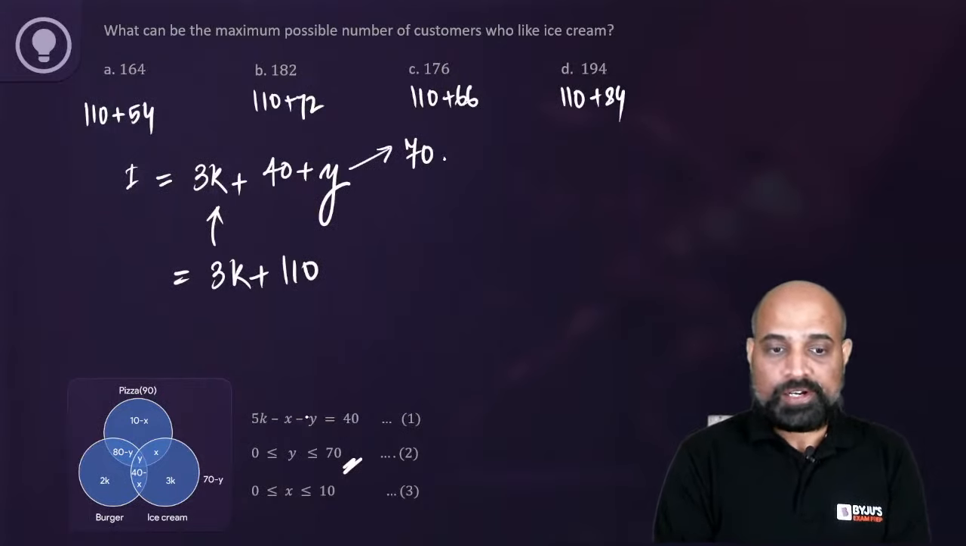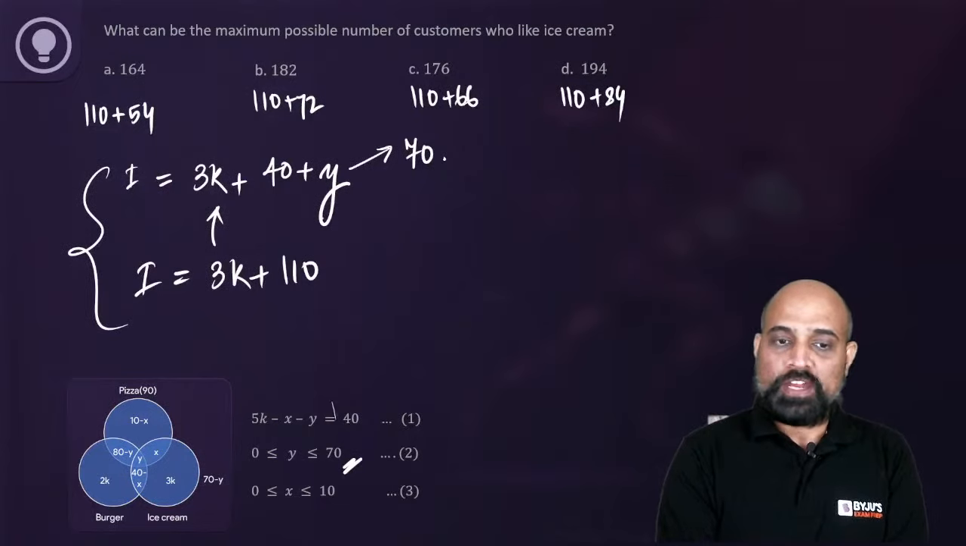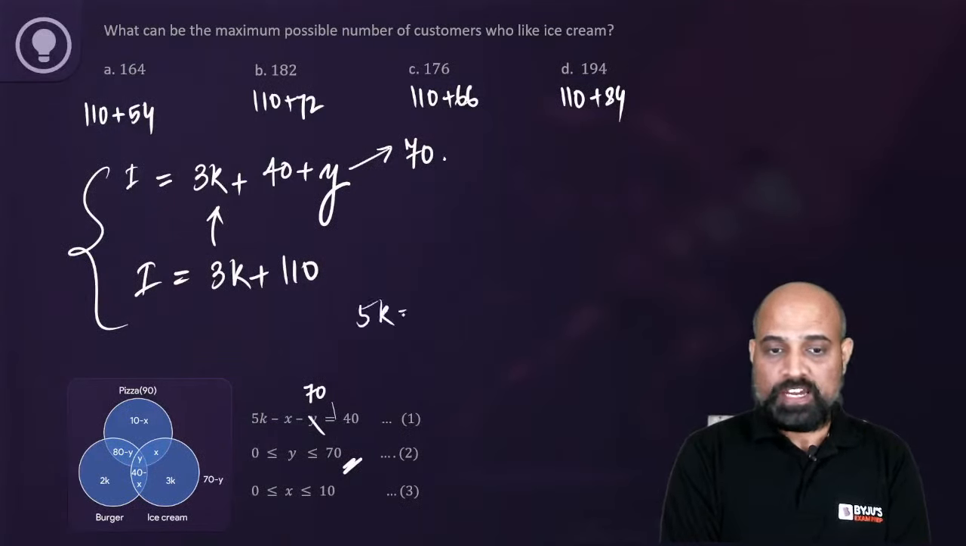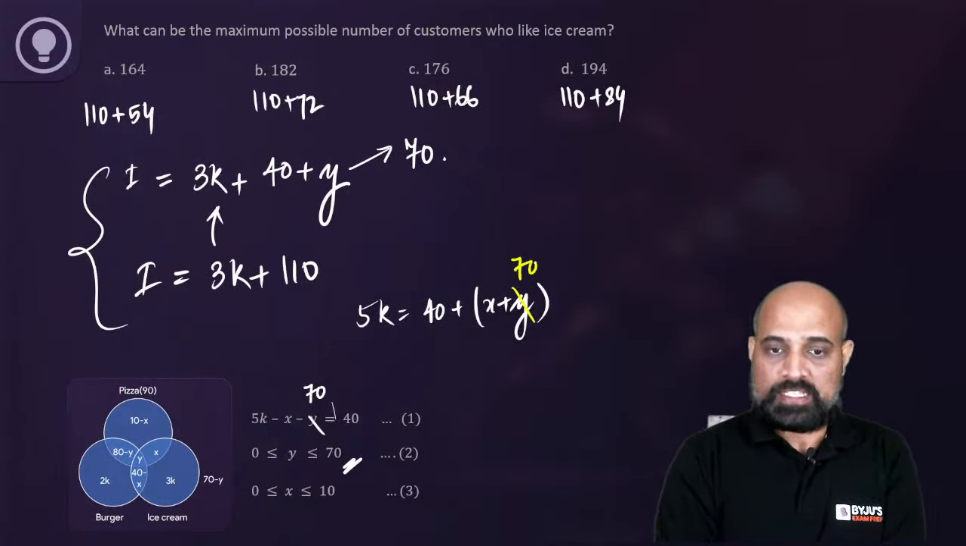Now, x से independent है ना? The sum is independent of x. ये I की जो value है, this is independent. So when we have chosen y is equal to 70, let's put it over here, right? Now, if I want k to be largest, so that 3k is largest, so can I say 5k is equal to 40 plus x plus y, where I just took y as 70.